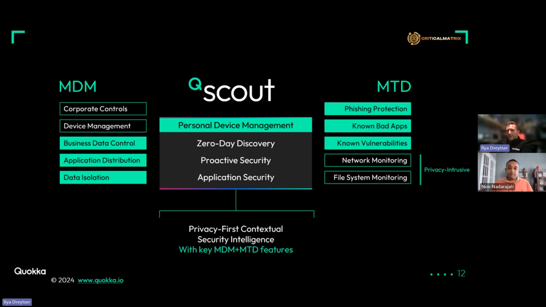So QScout talks to the MDM. It identifies all the apps that are installed on a mobile fleet, and then it does the three things we talked about in this whole presentation, right? One is zero-day discovery. A known bad app is one thing, but discovering that an app turns out to be malicious when no one knows that is what a zero day is all about, right? It's risks that the maker of the app is not even aware of, or maybe they are, but it's intentionally malicious, right? So that's one thing we talked about.